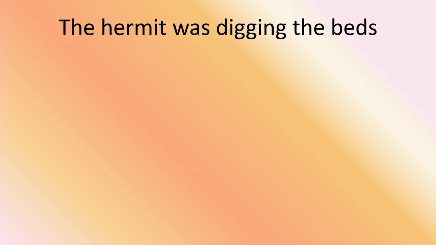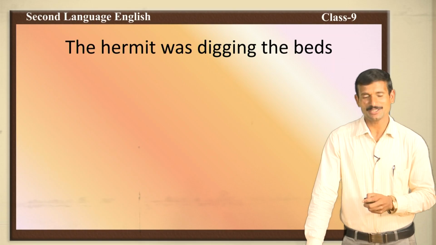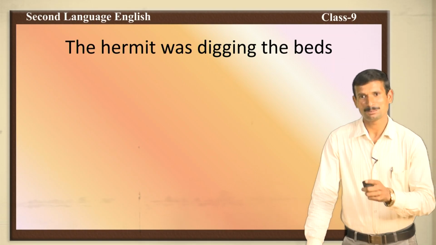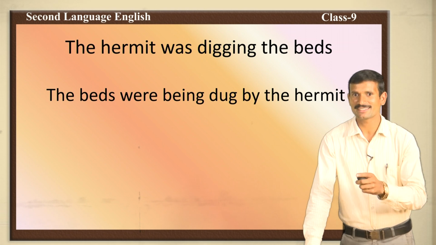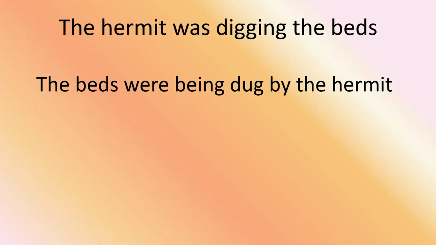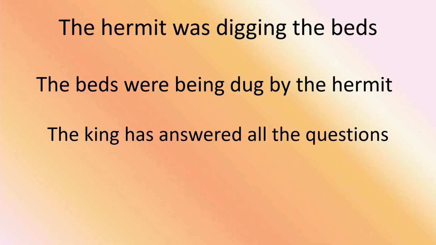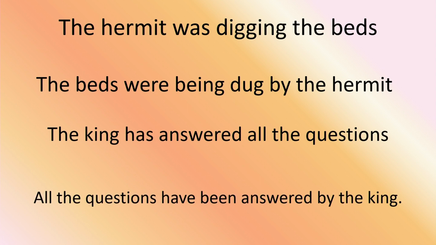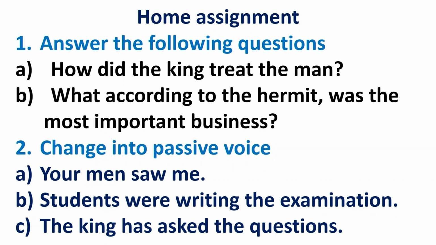Now, these are the sentences. Can you change? The hermit was digging the beds. Very good. The sentence is past continuous tense. It is very easy. The beds were being dug by the hermit. Now, the king has answered all the questions. Which is the tense? Very good. Present perfect tense. It is very easy. All the questions have been answered by the king. All the questions is a plural noun. So, have is used.